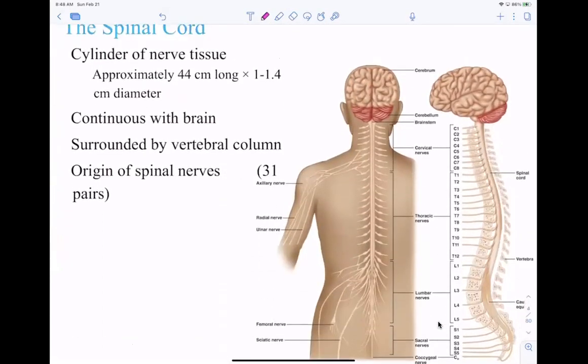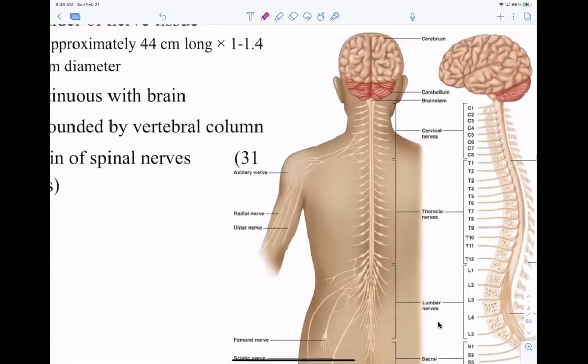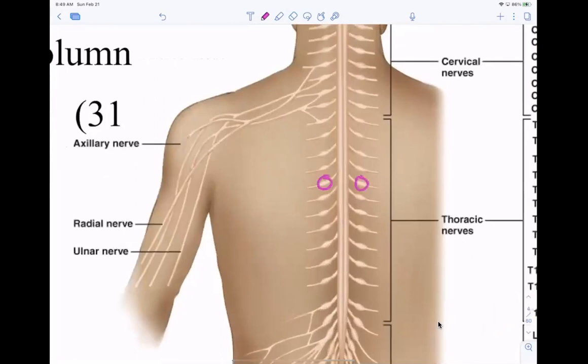So the spinal cord, it's continuous with the brain. And your spinal cord is where the cell bodies of the neurons are located. And the axons are either coming into the spinal cord or going out, right? So if they're coming in, they're going to be afferent sensory axons, and if they're leaving, they're going to be efferent motor axons.